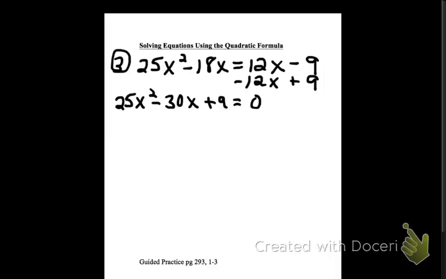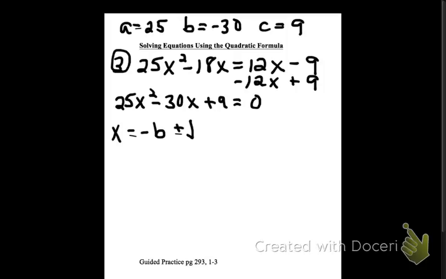Since we are using the quadratic formula, though, in this lesson, we are going to go ahead and use the quadratic formula. So I'm going to set up a, b, and c. And from here, we're going to plug it directly into the quadratic formula, which again is negative b plus or minus the square root of b squared minus 4ac over 2a.